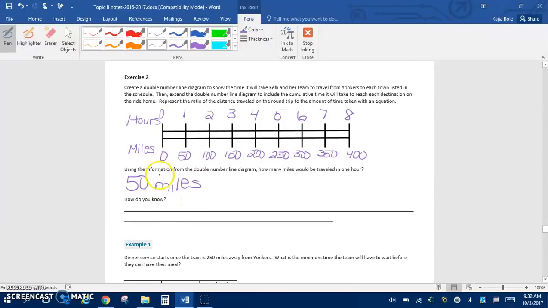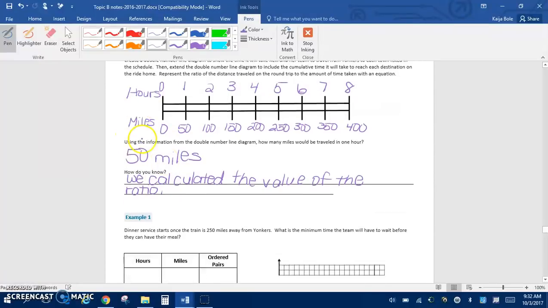And the next part says, how do you know? We don't have to write anything down, but we know by looking at the double number line, and also I guess we could put, we calculated the value of the ratio. That's what we did on the last page.